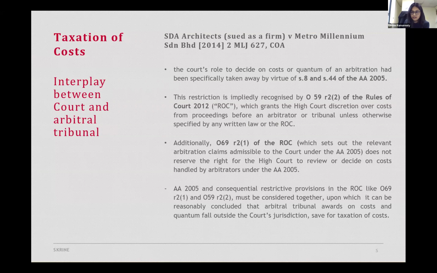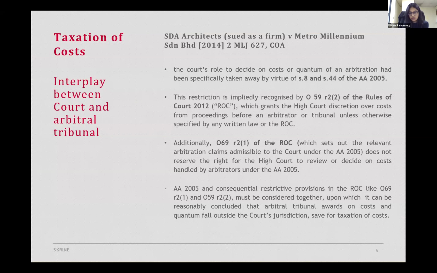And the court added that this particular restriction is impliedly recognized by Order 59, Rule 2, Sub 2 of the Rules of Court 2012. What Order 59, Rule 2, Sub 2 provides is that it grants the High Court discretion over costs from proceedings before an arbitrator or tribunal, unless otherwise specified by any written law or the Rules of Court. The court then also made reference to Order 69, Rule 2(1) of the Rules of Court. Order 69, Rule 2 sets out the relevant arbitration claims that are admissible to the court under the Arbitration Act 2005.